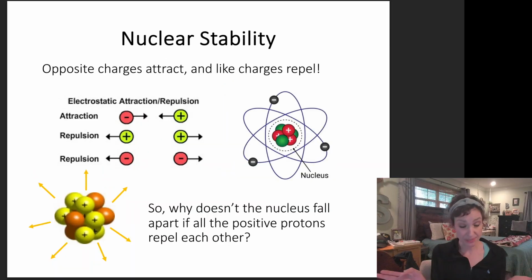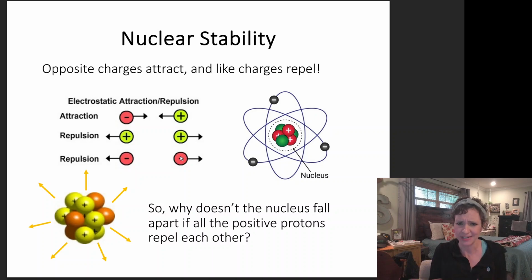Okay, so with my subatomic particles, we know we maybe potentially have some charges here. We know that opposite charges attract and like charges repel. So what that means, if I have a positive thing and a negative thing, they're going to attract each other. Or if I have 2 positive things or 2 negative things, they're going to repel each other.